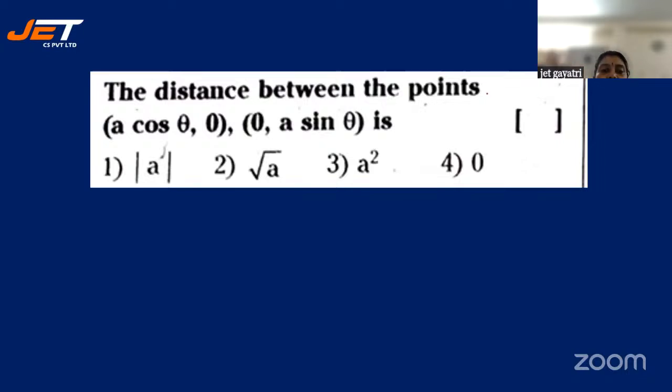The distance between the points a cos theta, comma 0, and 0, comma a sin theta is dash. So it's very simple. You have to use the distance formula, right? Root of x2 minus x1 the whole square plus y2 minus y1 the whole square. Or root of y2 minus y1 the whole square plus x2 minus x1 the whole square. All right? Quickly use the distance formula and give me the answer. Is it modulus of a, or is it root a, or is it a square, or is it 0?